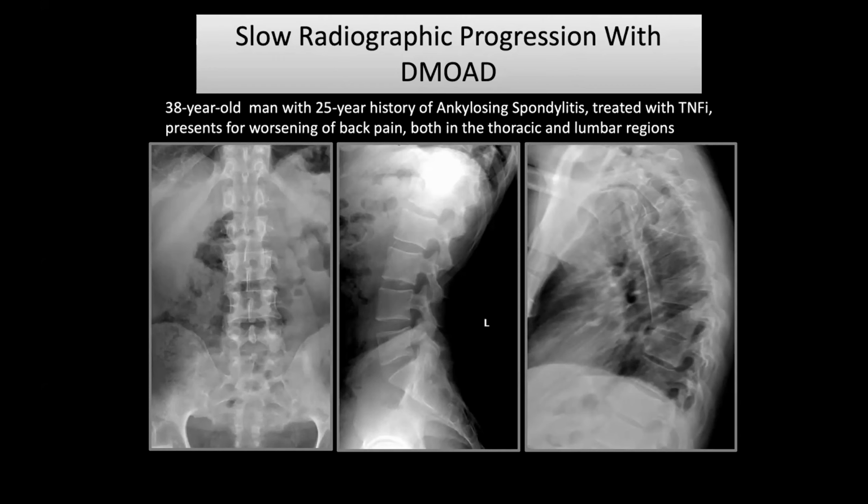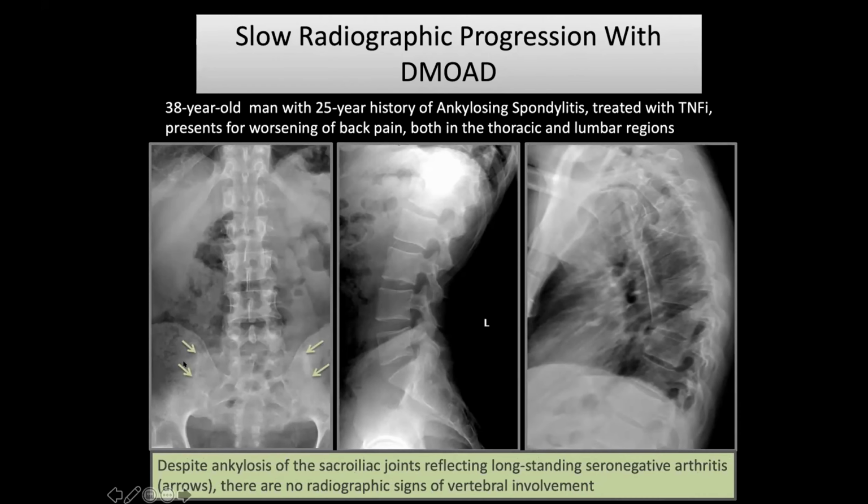You can see here the radiographs. We can see that there is some ankylosis of the sacroiliac joints, clear disease. But then if you look at the vertebral bodies, both in the lumbar and thoracic spine, you can't see a single syndesmophyte or a shiny corner or erosion. And the reason for that is that this patient has been on TNF inhibitors.